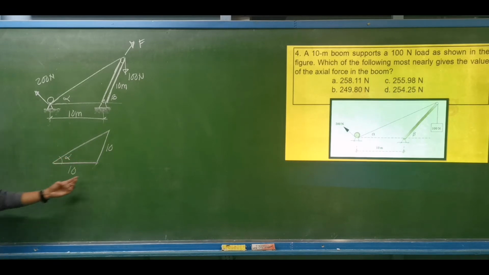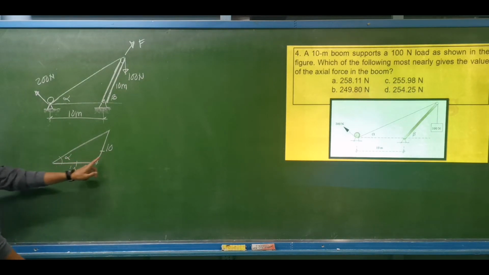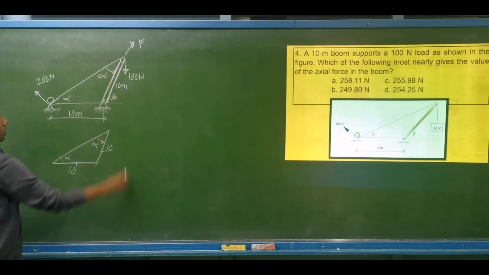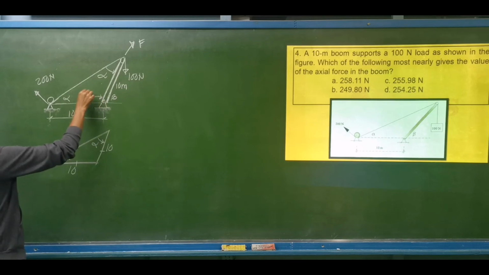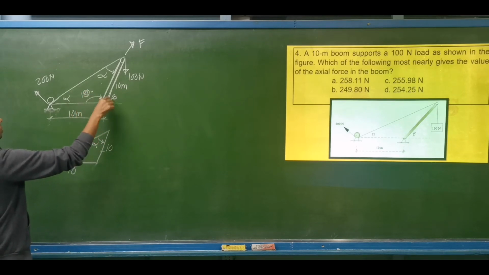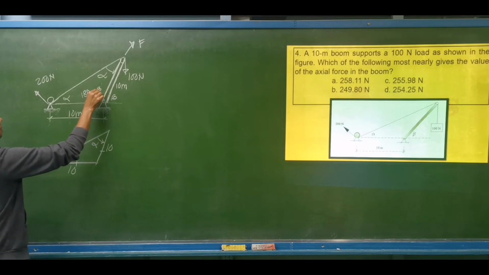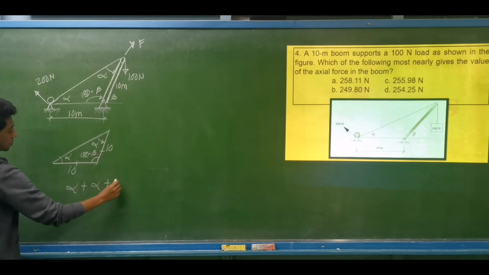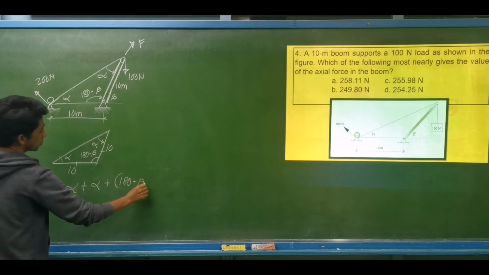If this is alpha, basically we have an isosceles triangle, so this side is equal to this side. If this is alpha, opposite is 10, this angle is also alpha. So what is this angle? That is 180 degrees minus beta. But for this triangle, what is the sum of the angles? It should be alpha plus alpha plus 180 degrees minus beta.